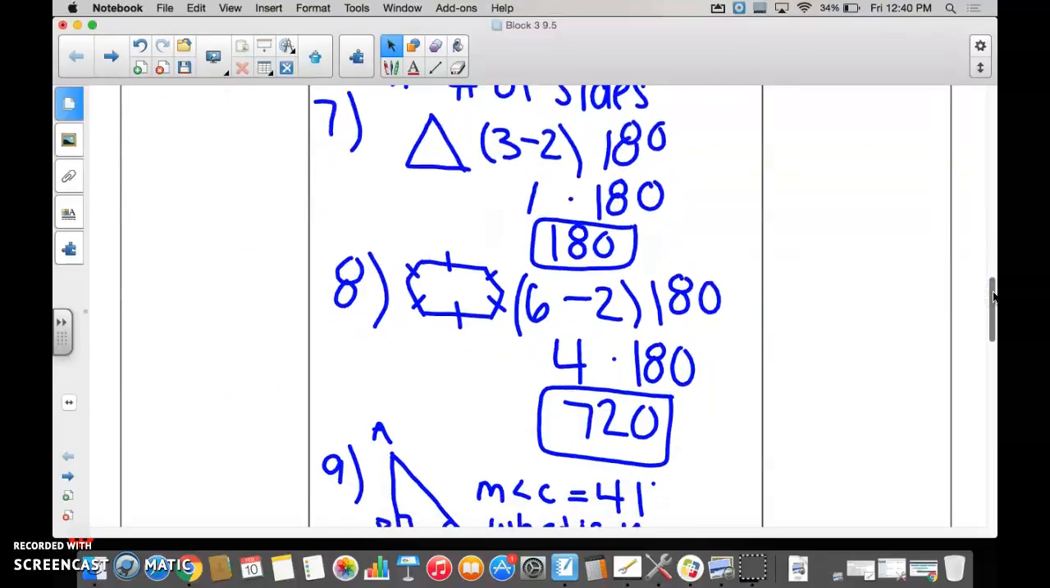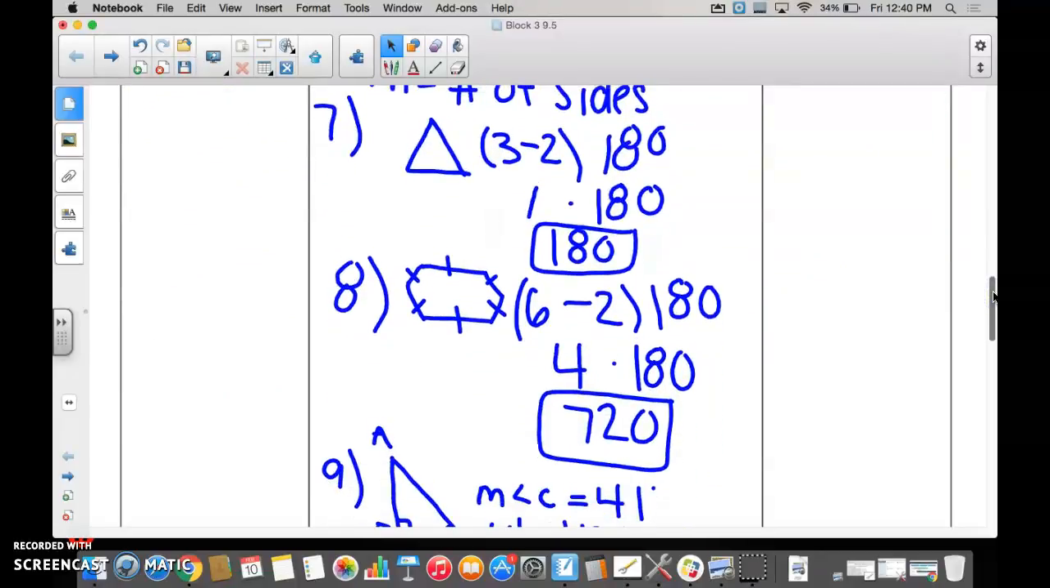Then we did a triangle. So a triangle has 3 sides, right? And we minus 2 to get 1. So 1 times 180 is 180. So a triangle always has an interior sum of 180. Every time you add one line past a triangle, how many degrees do you add?